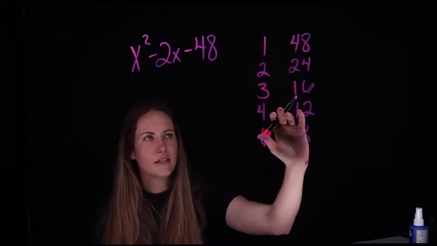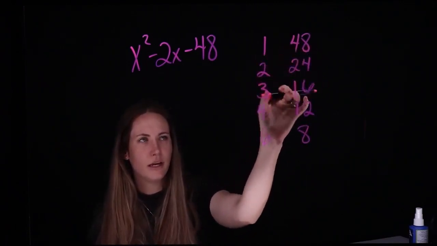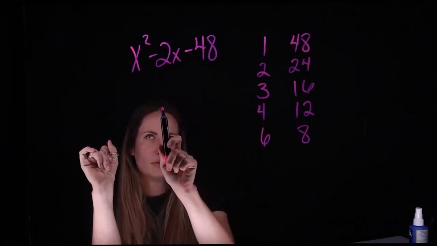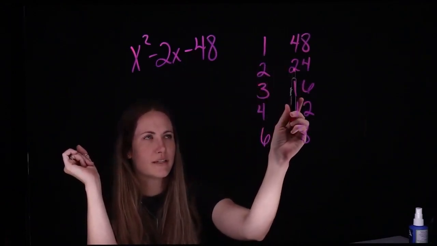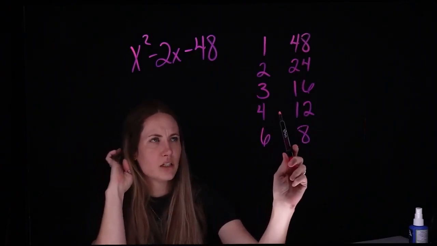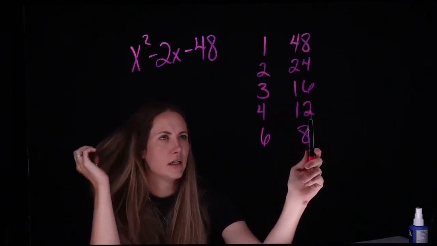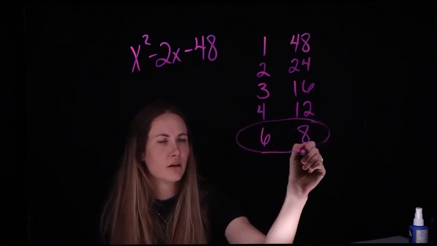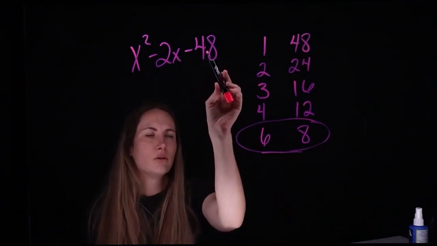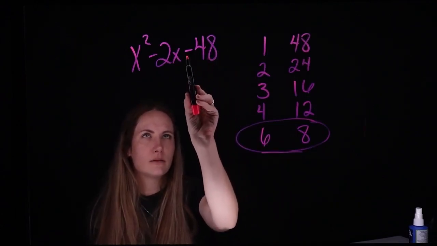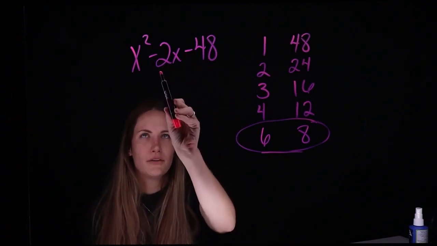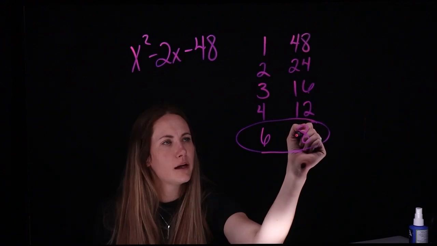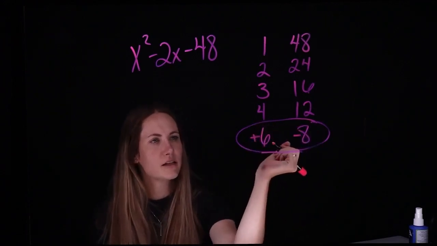Now, every single one of these is a pair. It's married to the other, so you can't separate these. And I'm looking for which pair is going to subtract to give me negative 2. So 48 subtract 1 is 47. 24 subtract 2 would be 22. 16 subtract 3 is 13. 12 subtract 4 is 8, but 8 subtract 6 is going to give us 2. So we look for the numbers that multiply to give us 48 and subtract to give us 2. Now then, our last part of this story is it's a negative 2. Since it's a negative 2, I'm going to have a negative 8 and a positive 6.